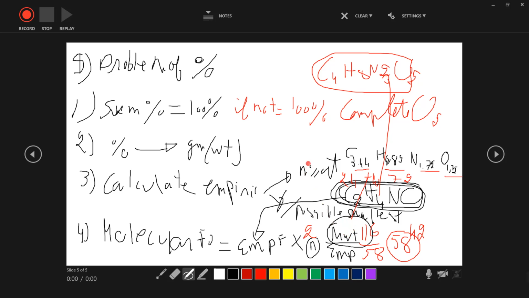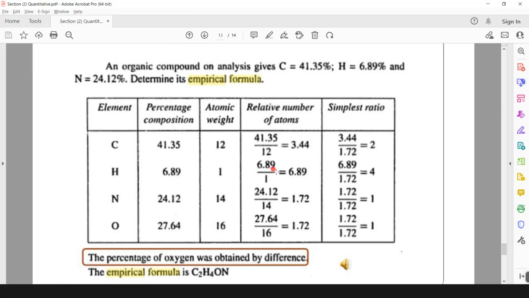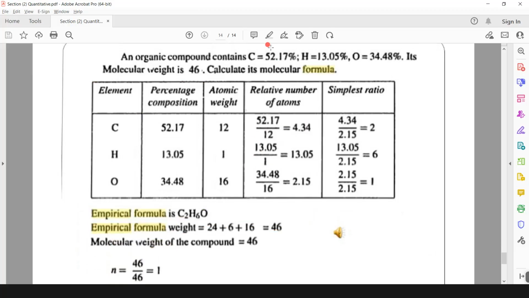So let's try to solve the second one. The second problem is the same problem of percentage. When I calculate all this percentage, it will be equal to 100, so I will not add anything extra. It's giving you the molecular weight and it's telling you to calculate the molecular formula. So I should work with exactly the same steps. First step, all is 100, no problem.